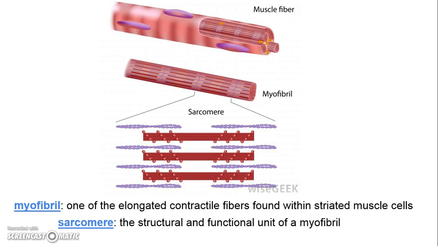Myofibrils are one of the elongated contractile fibers found within striated muscle cells, which you can see on this diagram here. The sarcomeres are the structural and functional unit of a myofibril, which are shown here in their little units.